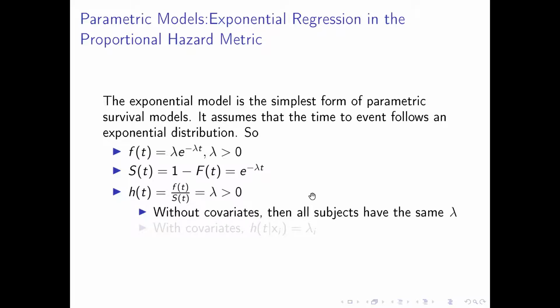And here, we don't have any covariate. If we apply this function onto data, then all subjects are going to have the same lambda, the same survival curve and the same hazard rate curve. If we add covariates to the model, that is, if we assume this hazard function varies with covariates, then we're going to have different lambda subscript i varying with different subjects, thus leading to different survival curves and hazard curves.